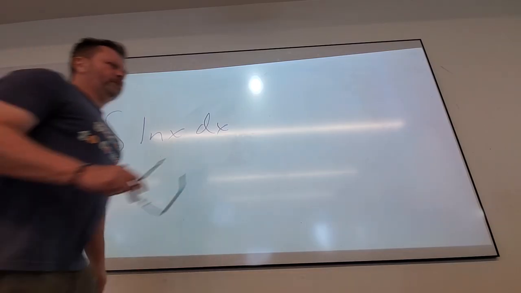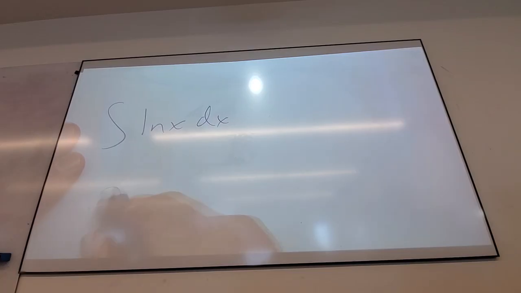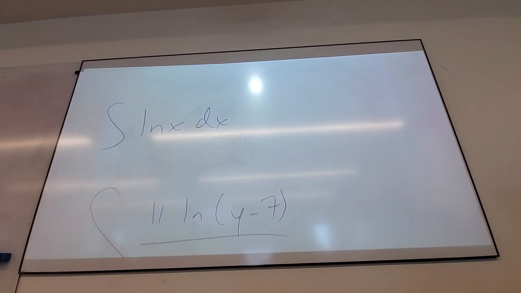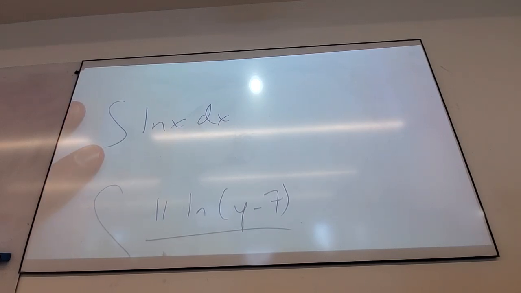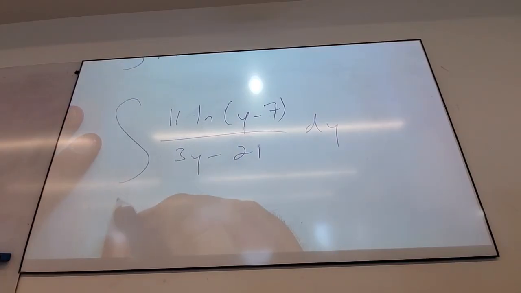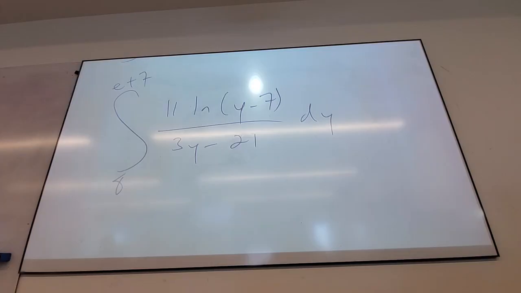So, everybody's 3C. That's the one you're talking about, right, Ezekiel? I'm pretty sure everybody's 3C had a natural log in it. Yeah. So everybody had something that looked like 11 natural log of y minus 7 over, I don't know, what did you get, Jeff? 3y minus 21 dy. And it was going from something that doesn't even matter. It was going from 8 to e plus 7, because I am a jackass.